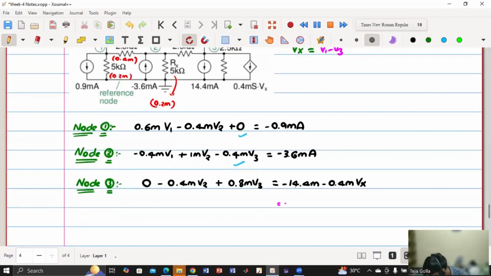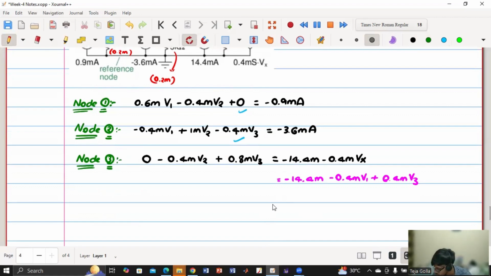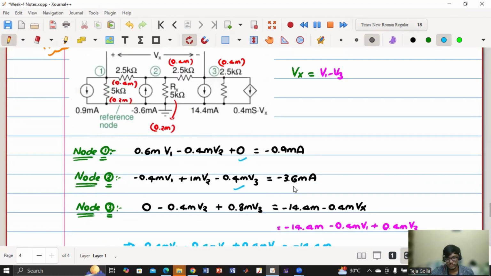So we'll get minus 14.4 milli minus 0.4 milli V1 plus 0.4 milli V3, right? So now node 3 is going to change. Other nodes remain the same. So here we have 0.4 milli V1 minus 0.4 milli V2 plus 0.4 milli V3 is equal to minus 14.4 milli. Agree? I have just simplified it. Agree? Yes, sir.